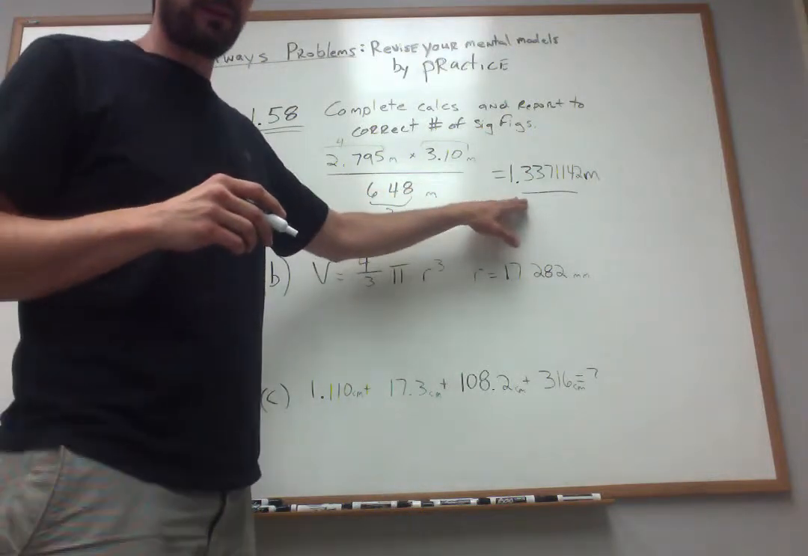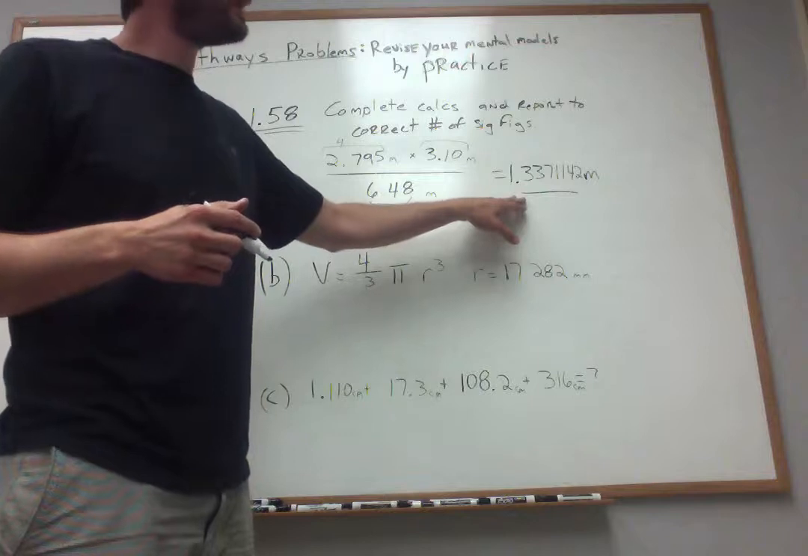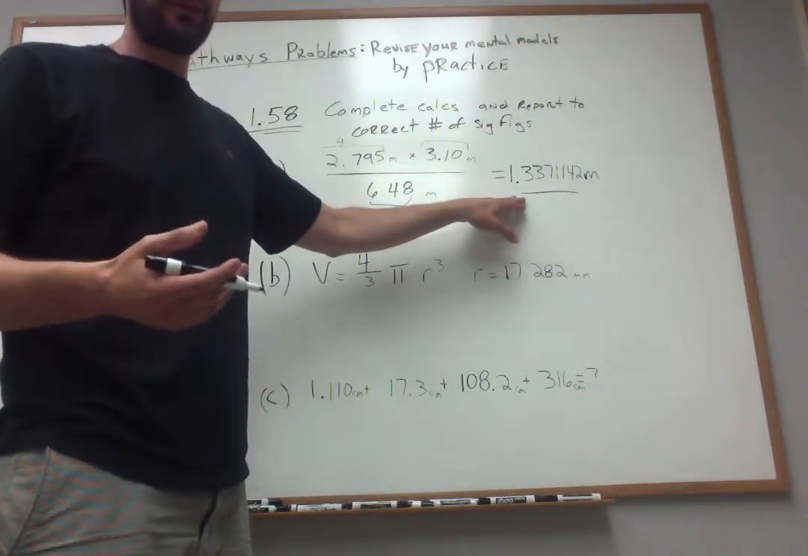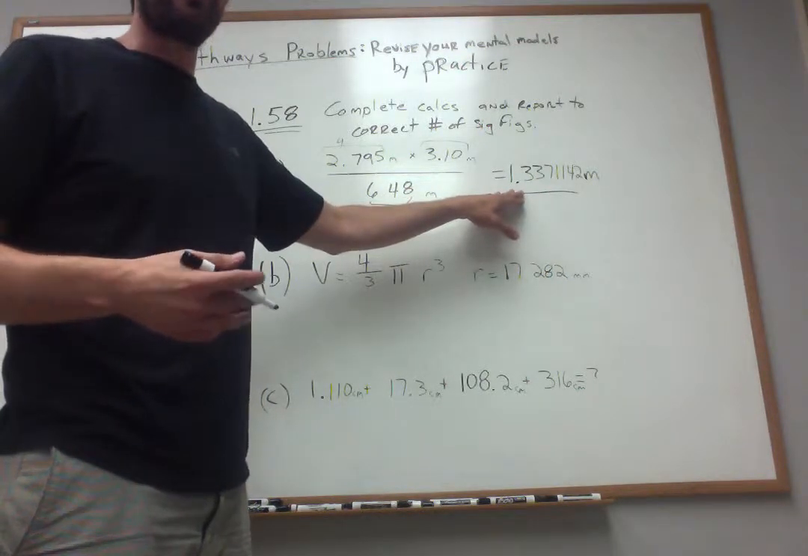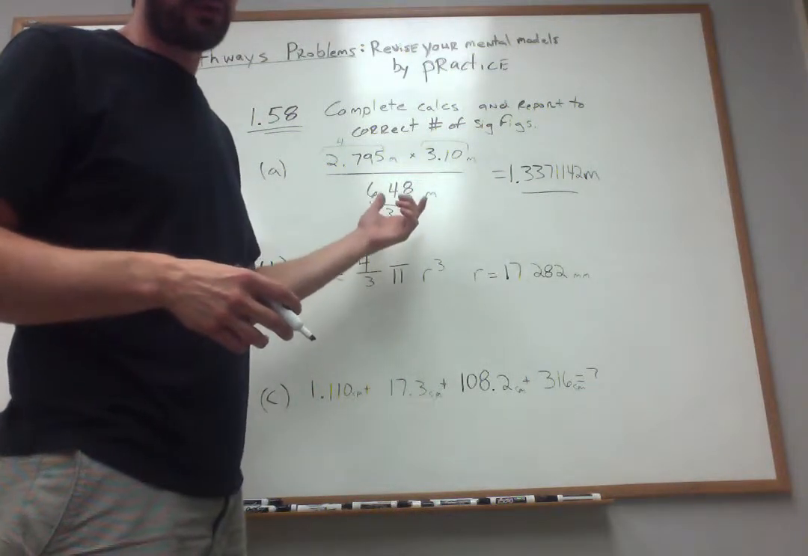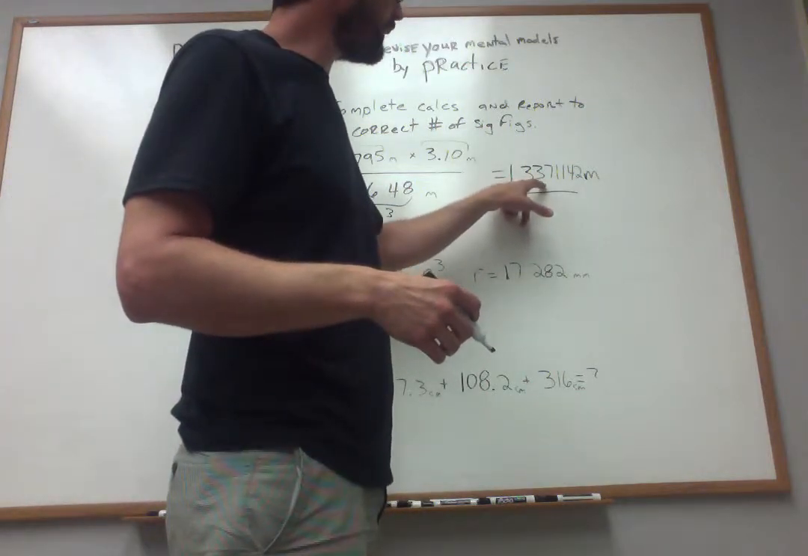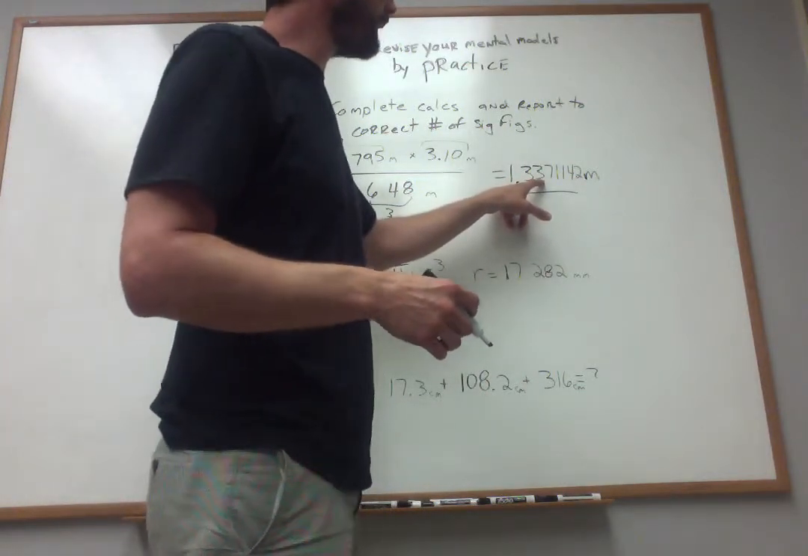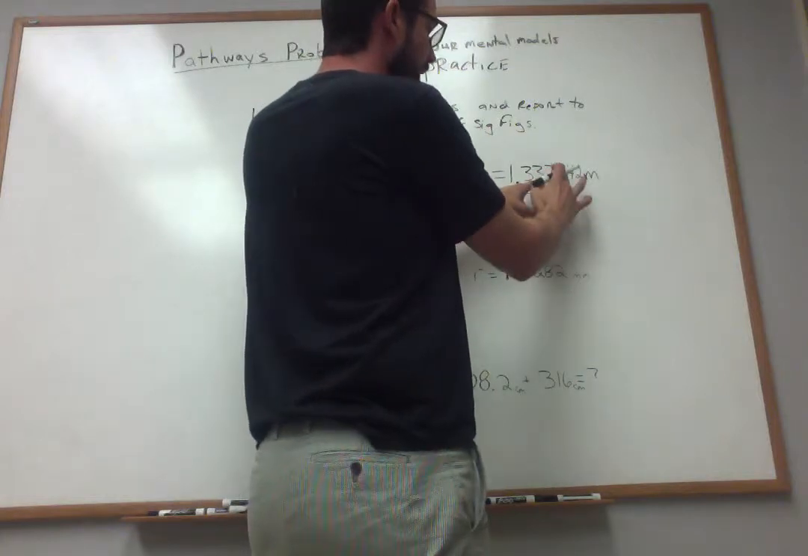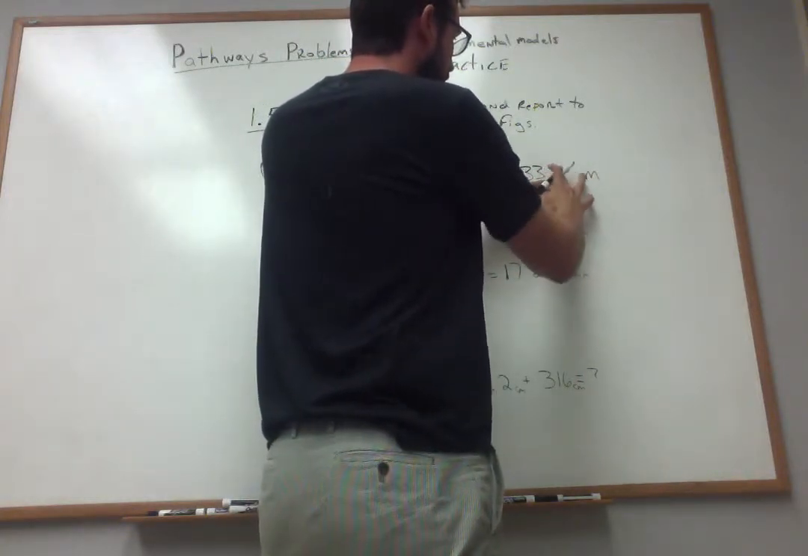That means that following this rule, our answer also needs to have 3 sig figs, because the rule for multiplication and division is your answer should have no more and no fewer sig figs than the least precisely known value. Okay? So looking at this then, I say, okay, 1.33, this is my 3rd significant digit, but since this is a 7, I'm going to have to round that 3 up to a 4.